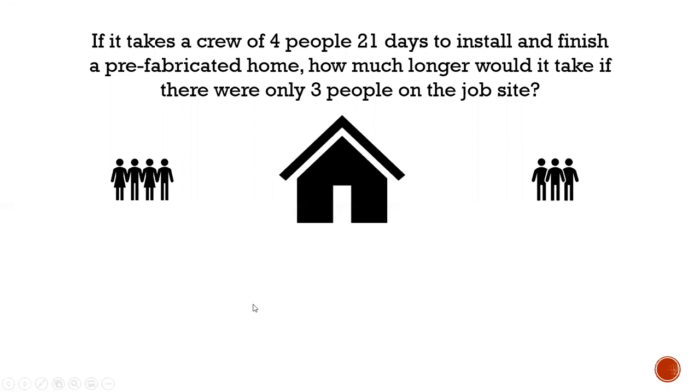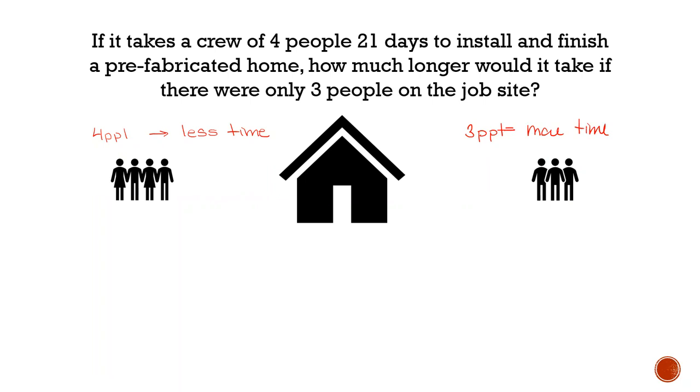Now let's just take a minute and use some logic. At the beginning here, we have 4 people, so we've got more people, and we know that if there's more people, it should take us less time. As compared to over here, we have 3 people, so we've got fewer people, which should give us more time. That's in our ideal scenario: more people, less time; fewer people, more time.